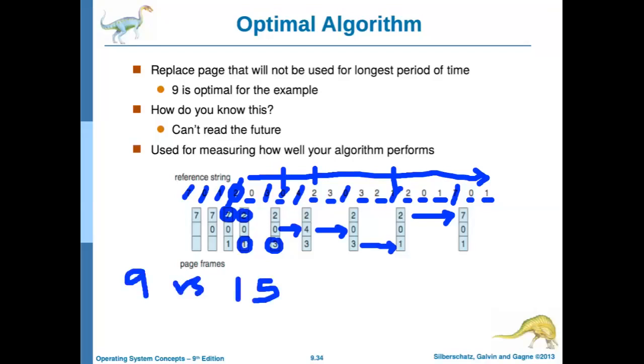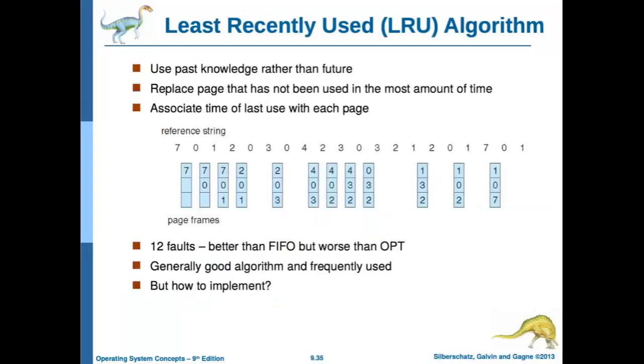The next algorithm is least recently used, that is the LRU algorithm, which makes use of past knowledge that is available. We don't have future knowledge with us, but past knowledge is with us. So it will make use of past knowledge rather than the future, and it will select the victim based on the page that has not been used in the most amount of time. So the page which is least recently used. Let us see it.